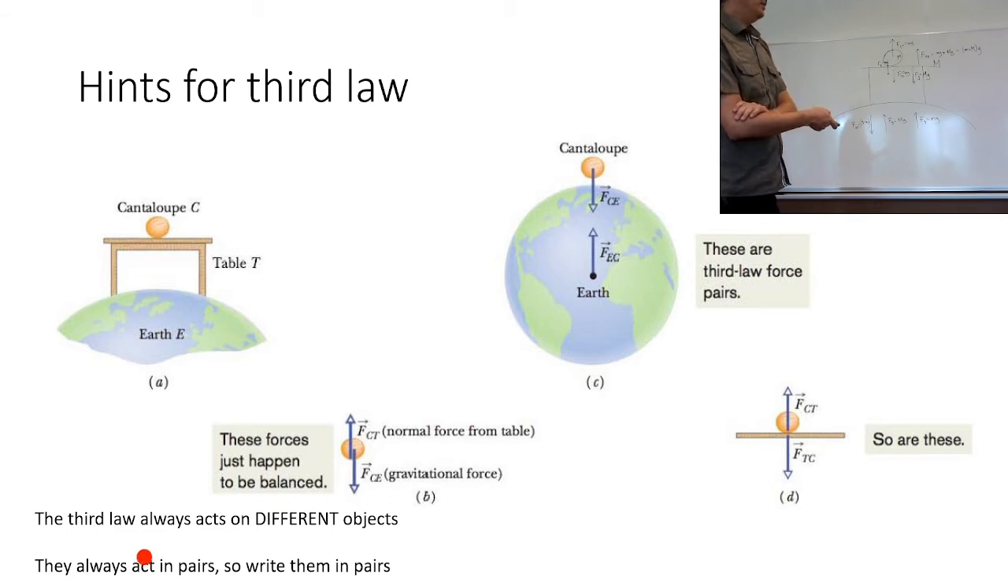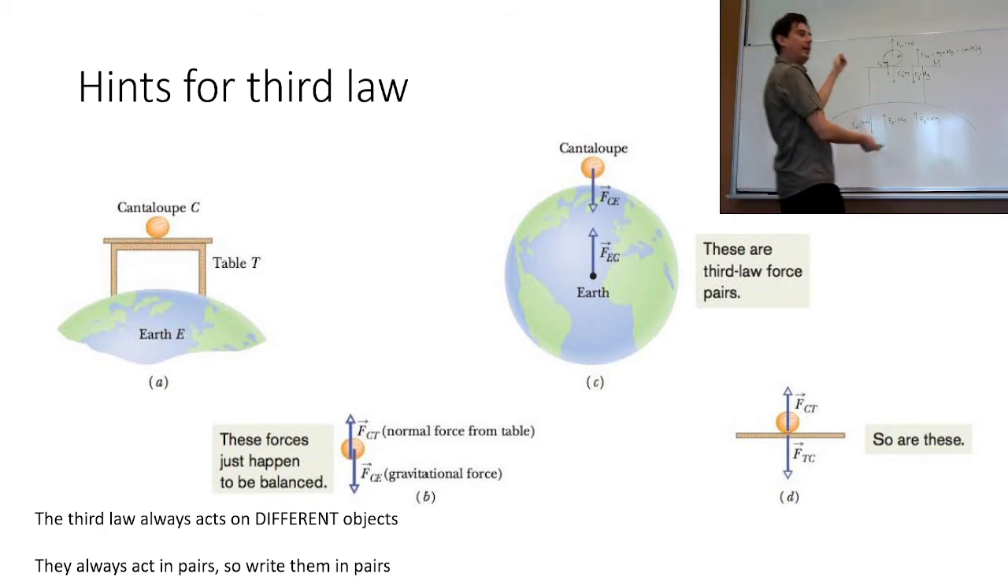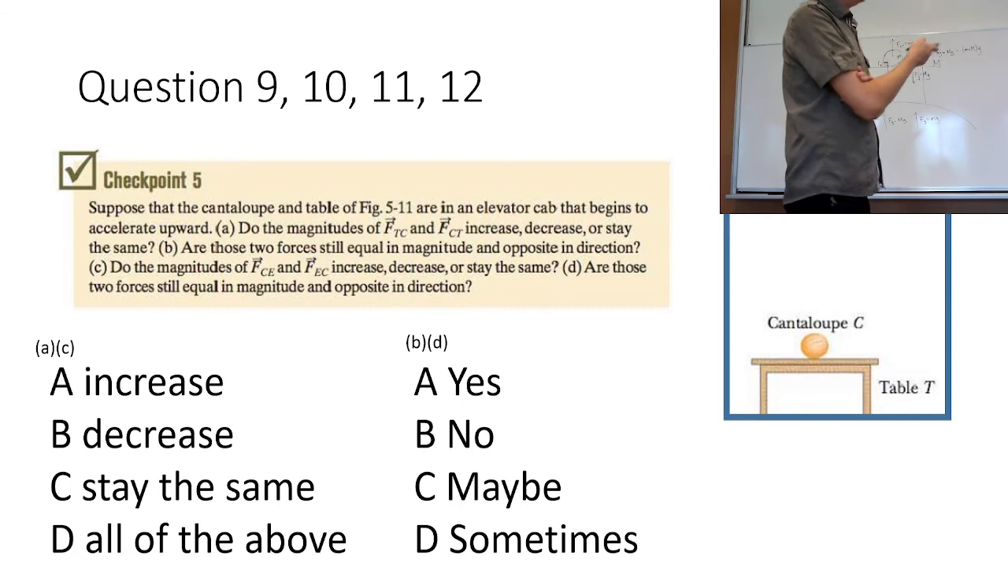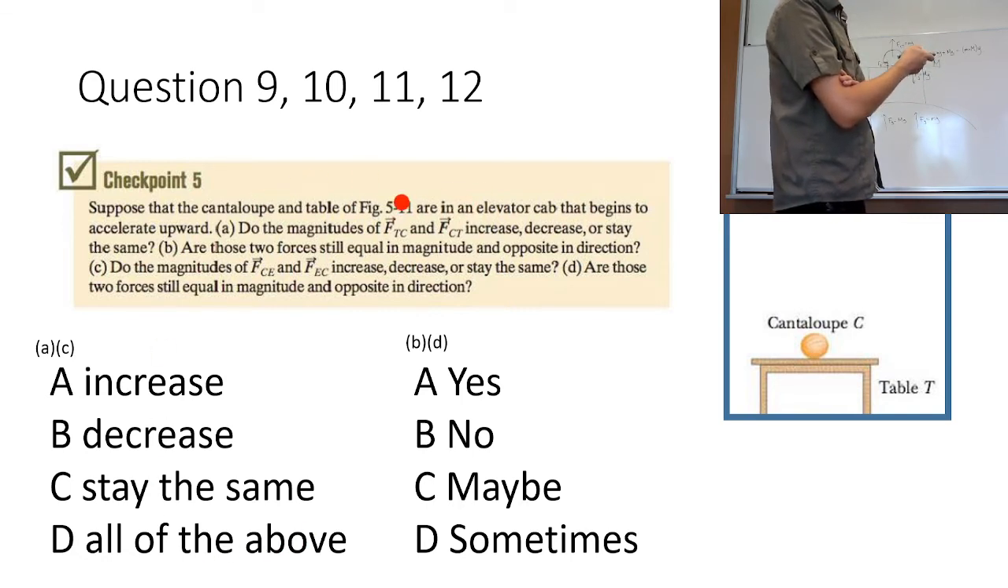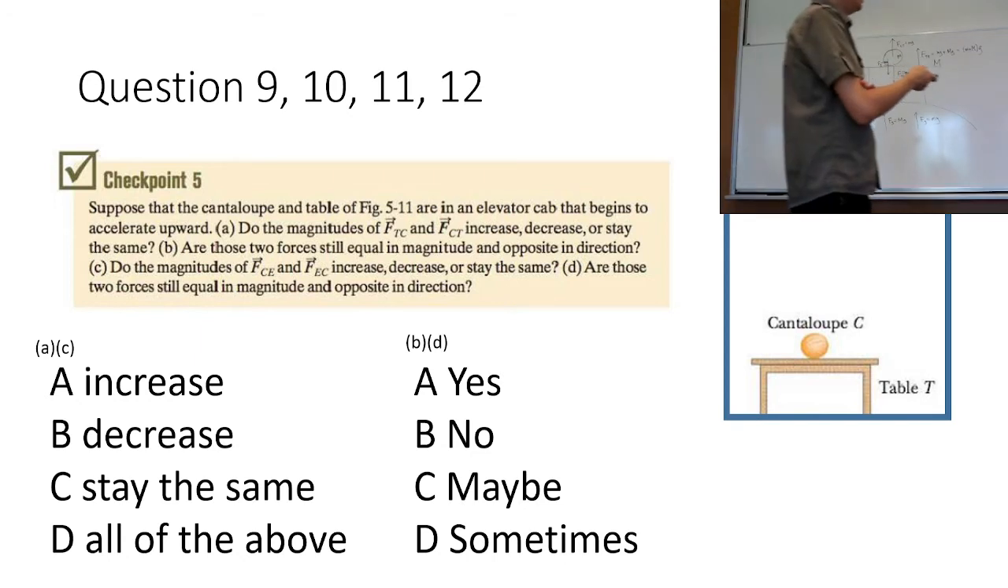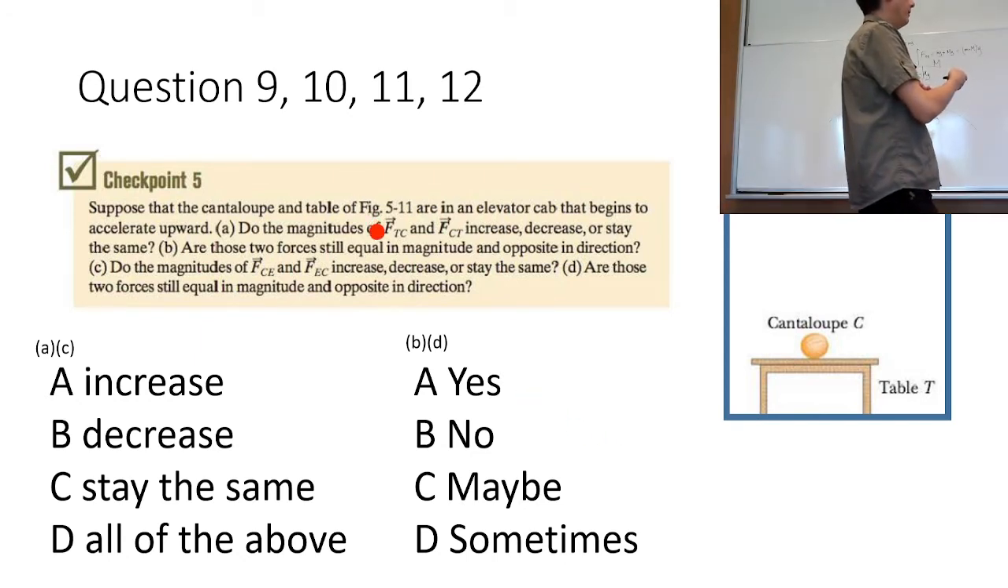And for this one, as we started off doing, it's always useful to write them in pairs. If you wrote them randomly, you might accidentally miss one. Okay, so we've got an elevator situation. Suppose that the cantilever and table of figure 5.11 are in an elevator cab, so it's like this, and it begins to accelerate upwards. Do the magnitudes of FTC and FCT increase, decrease, or stay the same?